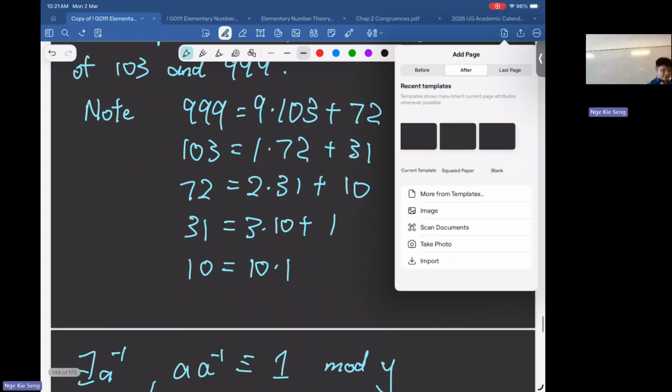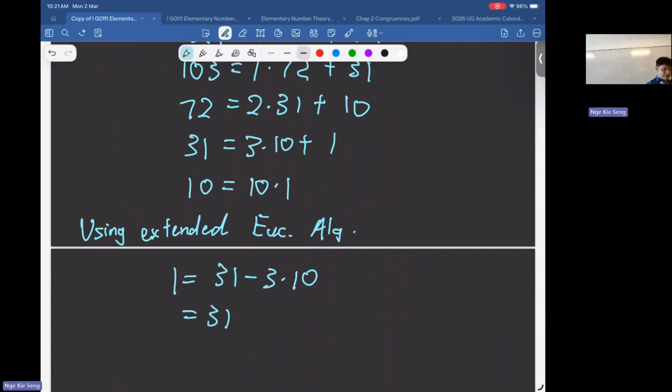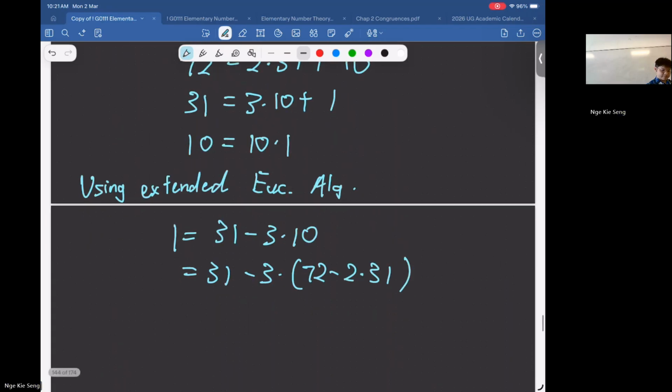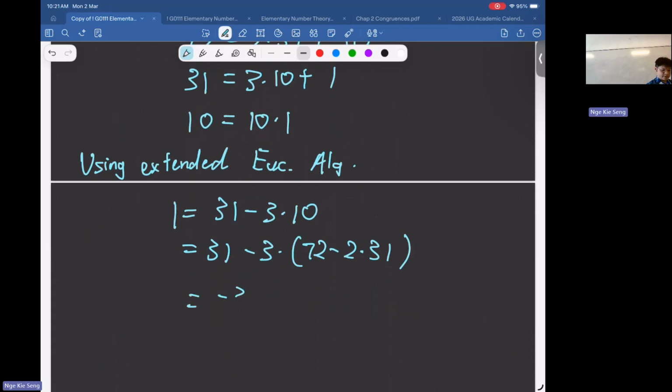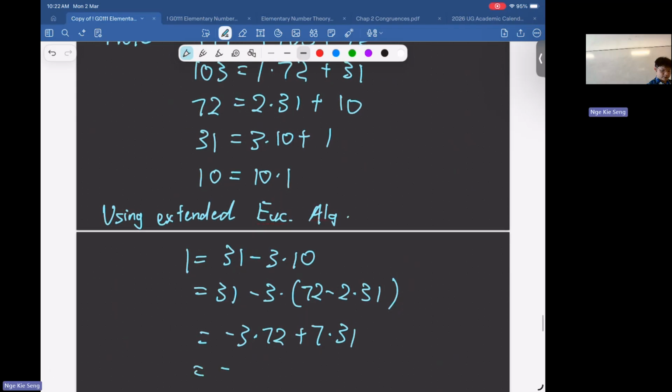So you can do it backward. Okay, so using the extended Euclidean algorithm, 1 equals 31 minus 3 times 10. And then 31 minus 3 times (72 minus 2 times 31). And then 7 times 31 minus 3 times 72. And then 7 times (103 minus 72) minus 3 times 72.